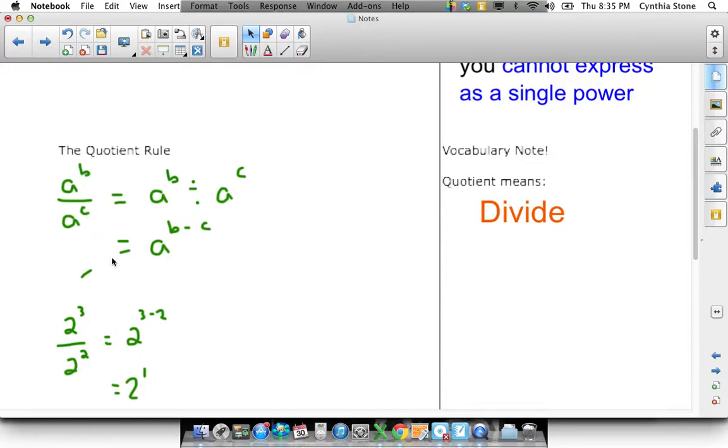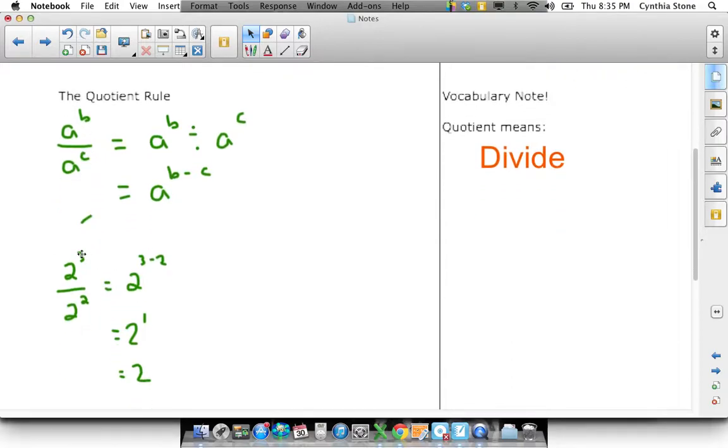Okay. Just to give you a number example for the same thing, 2 cubed over 2 squared is 2 to the 3 minus 2. Right? 3 take away 2, that's the quotient rule. And 3 minus 2 is 1. 2 to the exponent 1 is just 2. And again, to redo that math in our head, 2 cubed is 8, 2 times 2 times 2, divided by 2 squared, which is 4. 8 divided by 4 is 2.